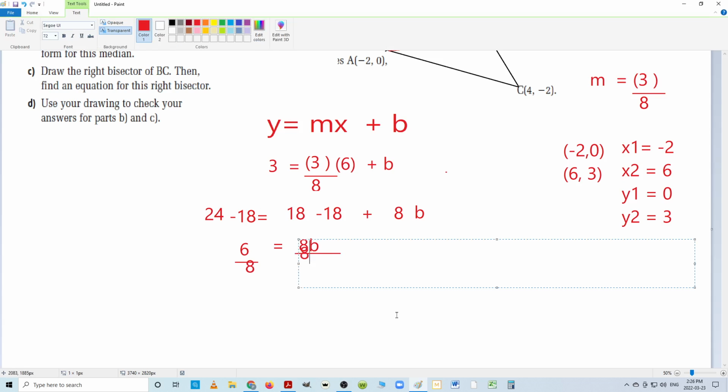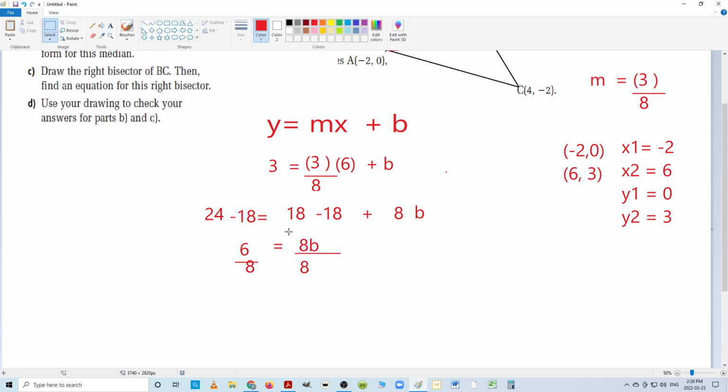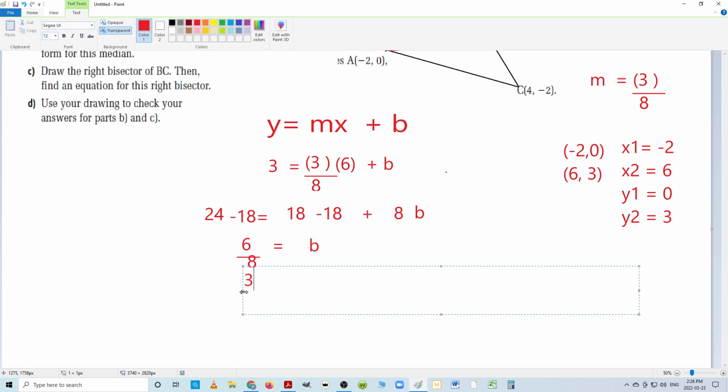But the nice news is when I divide the right side by 8, it just disappears. And it's clear b is equal to 6 over 8. But never stop there. Say, wait a minute, can these be divided by any number that's in common? Yeah, they can both be divided by 2. So it's 3 over 4. We finally have what b is equal to: 3 over 4.